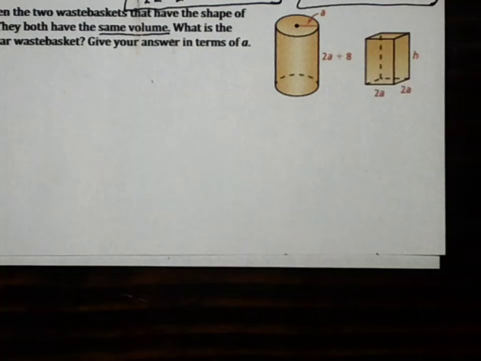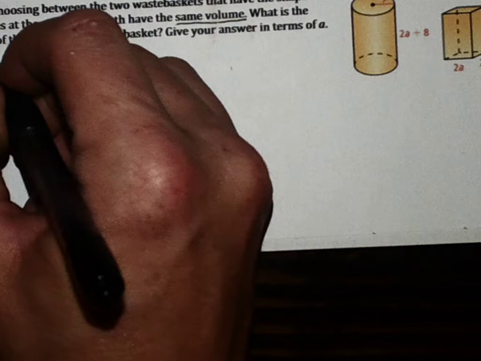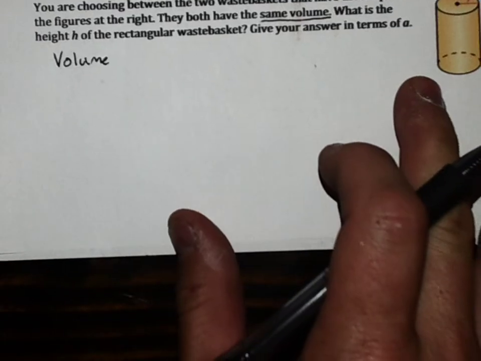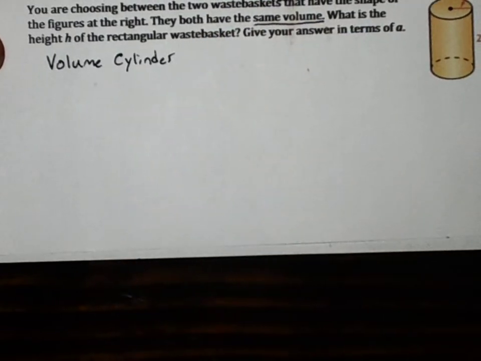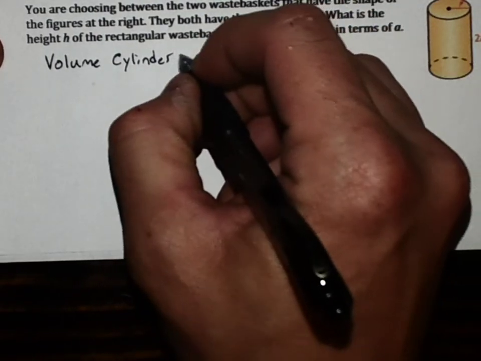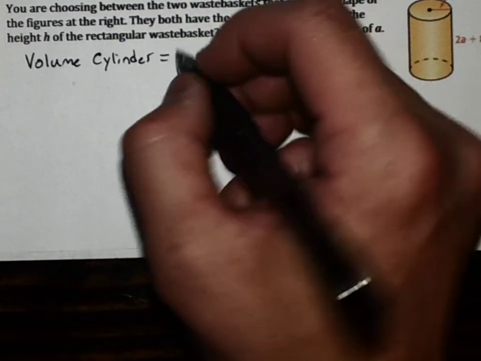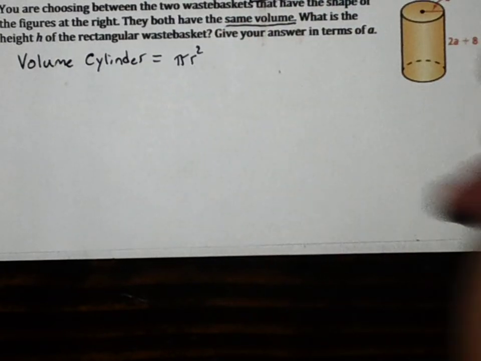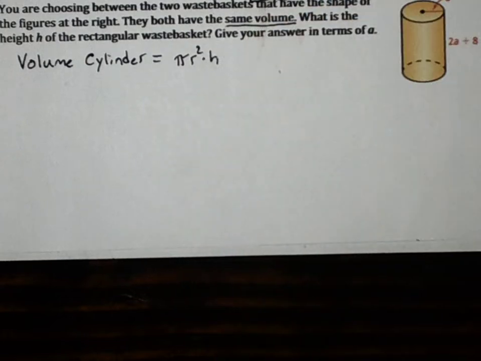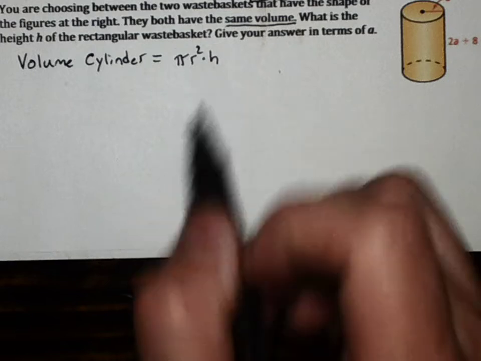Volumes are equal. So here we go. We need to figure out the volume of both of these. The volume of a cylinder is, here's your big equation that you need. You take the area of the base, which is pi r squared, and you multiply it by the height. The volume of a cylinder is pi r squared times h.